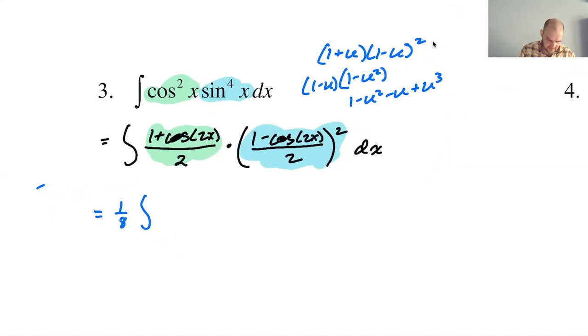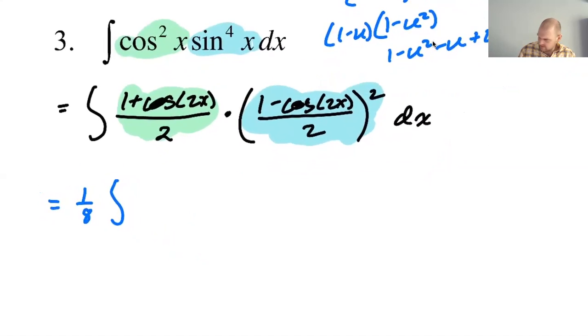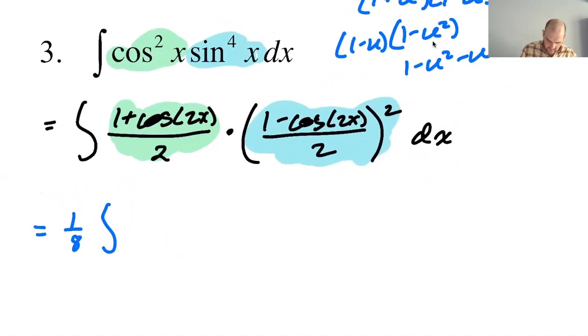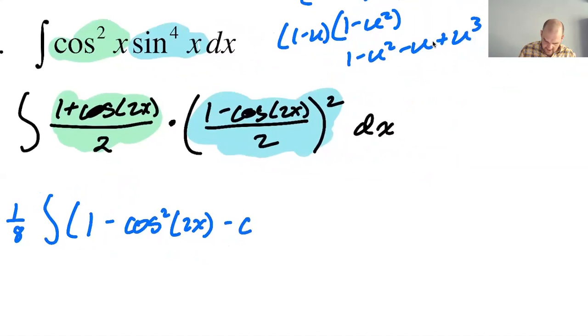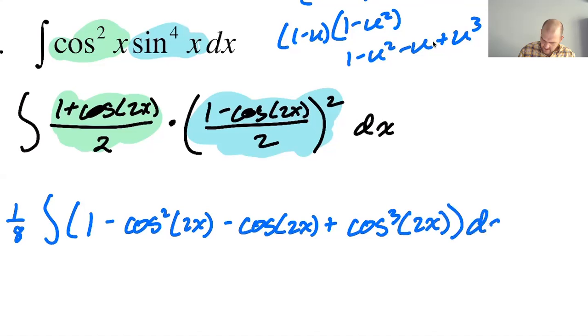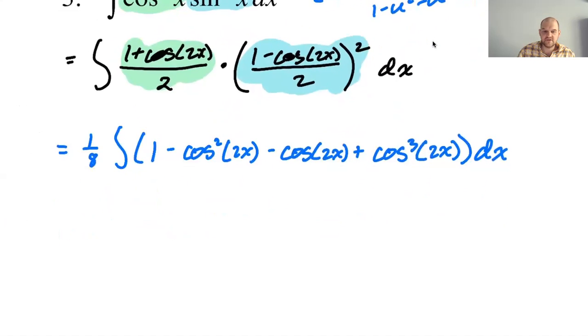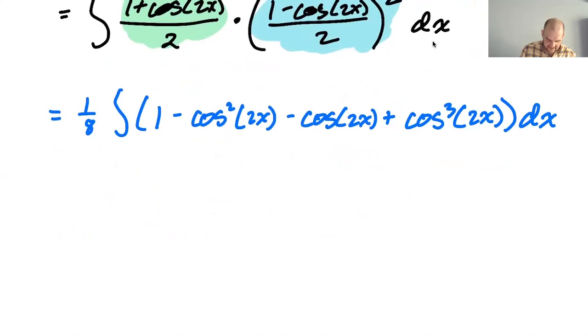We're going back to the cosine squareds. So I'm gonna have 1 minus cosine squared of 2x, which is sort of a problem, and then minus cosine of 2x, which I can integrate, and then plus cosine cubed of 2x. Are you seeing this? We have to do like every technique. All right, so 1/8, that's fun.